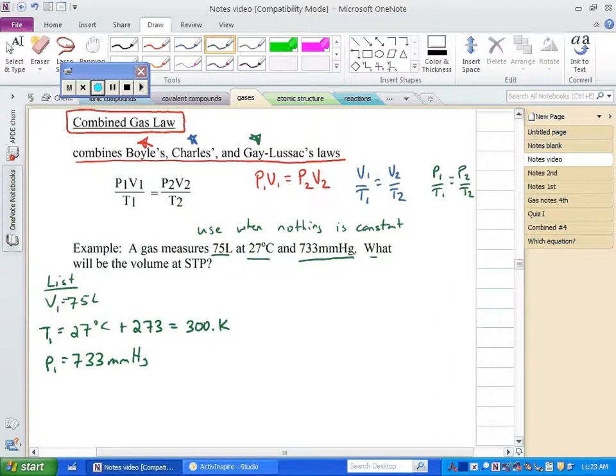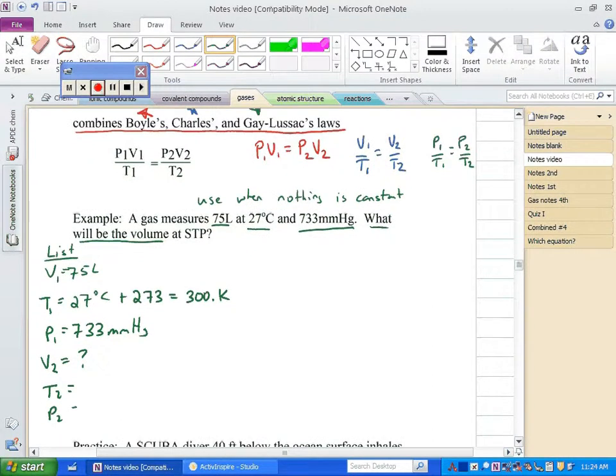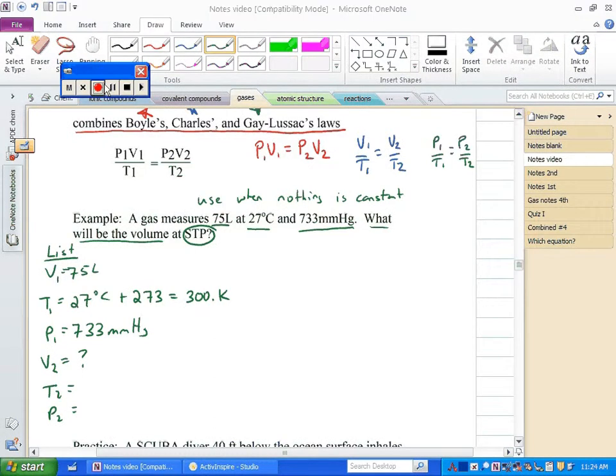What will be the volume? So there's our unknown, volume 2. So we need a T2 and a P2. At first glance, it doesn't look as if we have been given them. However, right there, those three letters, we had STP earlier in our notes.